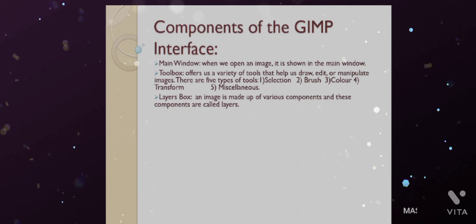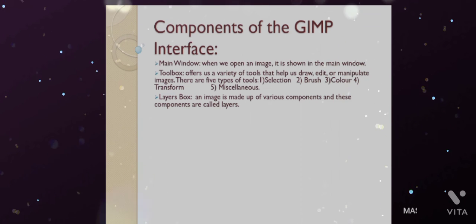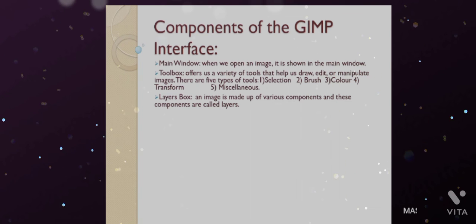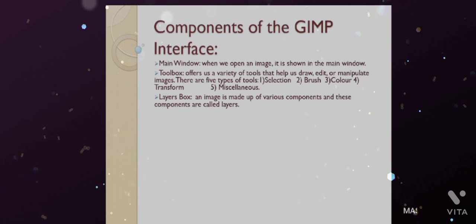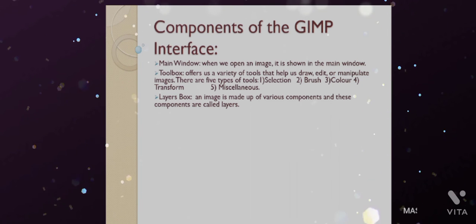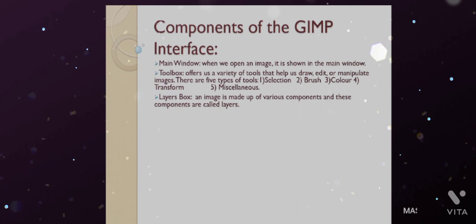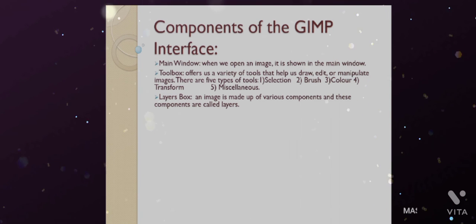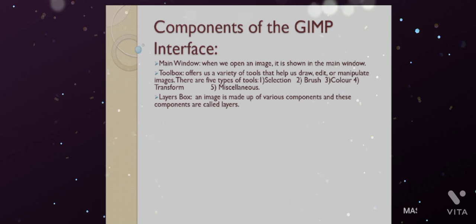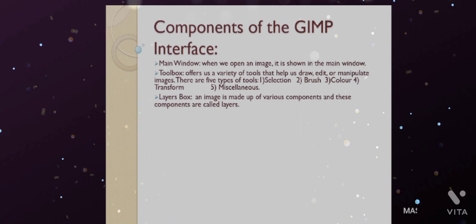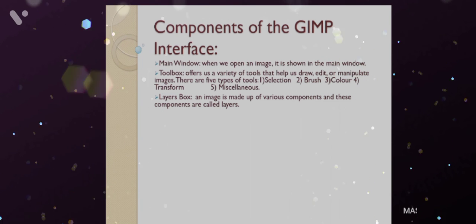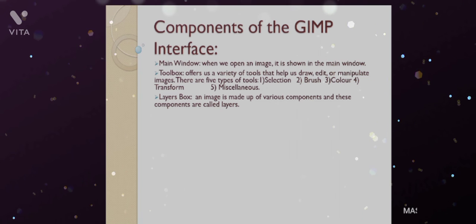Layer box. An image is made up of various components, and these components are called layers. Imagine several photos stacked on top of each other. Then think of these photos together making up a single image. These several photos are layers.